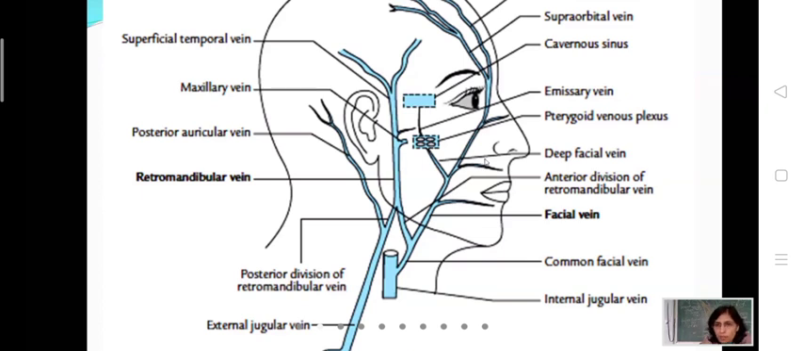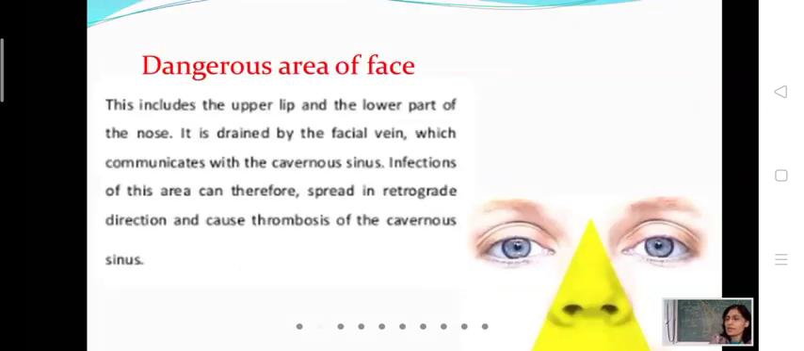So what happens if these facial veins are valveless? These are valveless veins, and because of the excessive movement of the face, if due to any condition, like for example acne, the septic embolus, the infective embolus, is formed inside the vein.